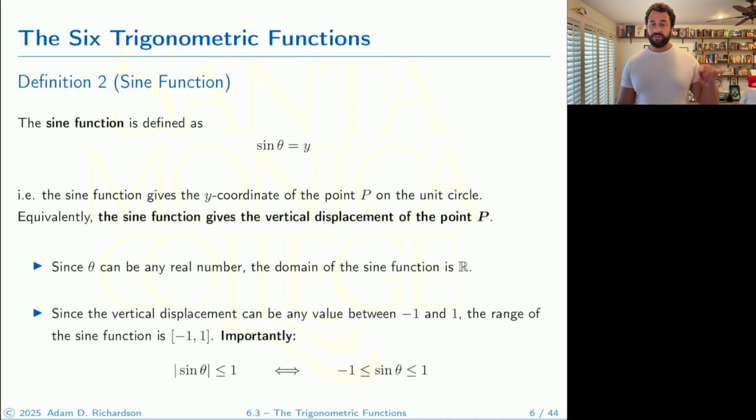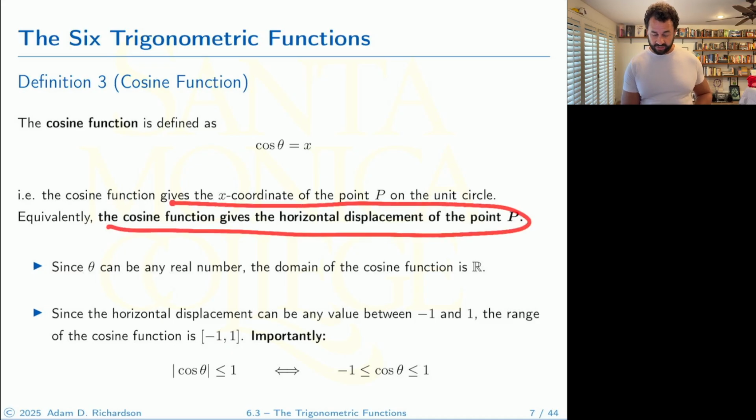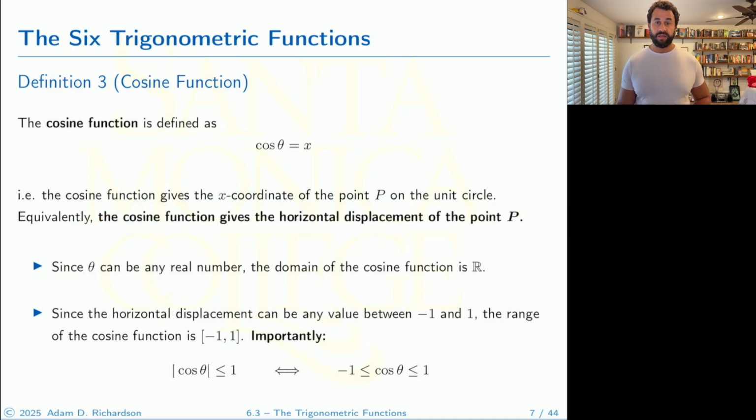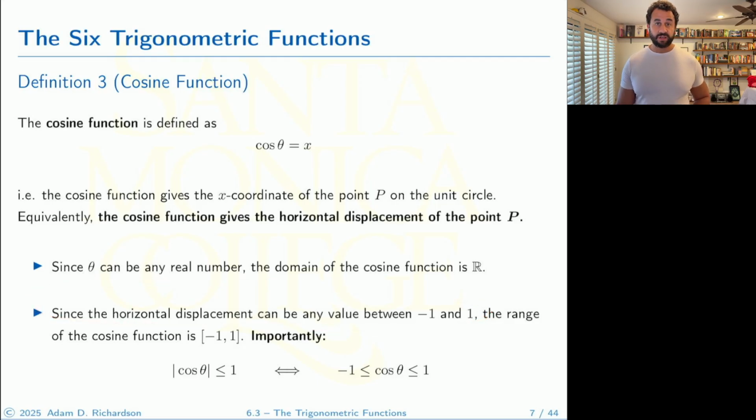Now, on the other side of things, there is the cosine function. The cosine function is defined as the x coordinate of that point on the circle, that point P. And the cosine function is giving us the horizontal displacement of that point P, back and forth, right? Now, again, theta can be any real number, so the domain of the cosine function is all real numbers. And just like before, the horizontal displacement can be any value between -1 and 1. So the range of the cosine function is -1 to 1.